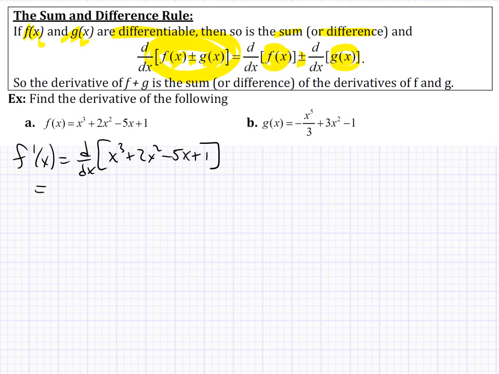And so since these are added and subtracted together, I'm going to be able to take the derivative of x cubed separate from the derivative of 2x squared, separate from the derivative of 5x, separate from the derivative of 1.